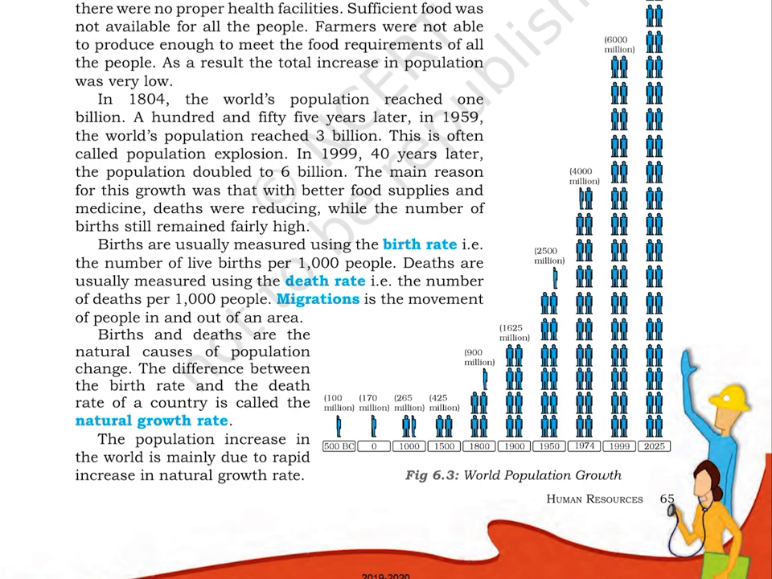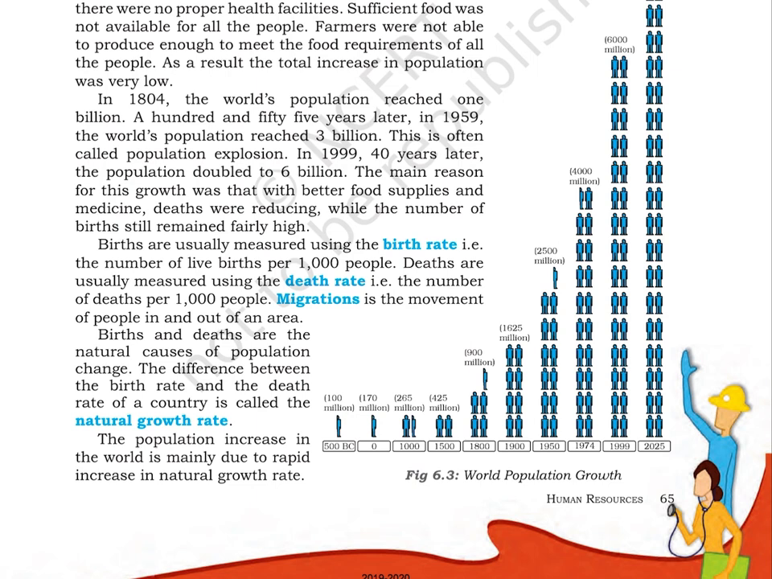Births are usually measured using the birth rate, that is, the number of live births per 1,000 people. Deaths are usually measured using the death rate, that is, the number of deaths per 1,000 people. Migration is the movement of people in and out of an area. Births and deaths are the natural causes of population change. The difference between the birth rate and the death rate of a country is called the natural growth rate. The population increase in the world is mainly due to rapid increase in natural growth rate.